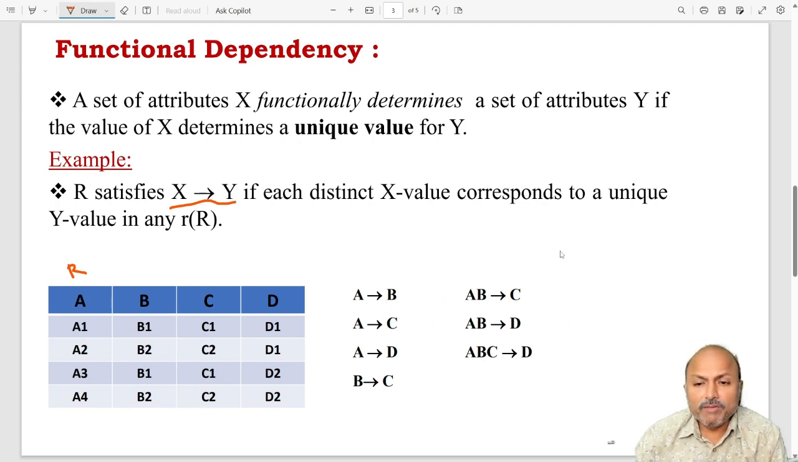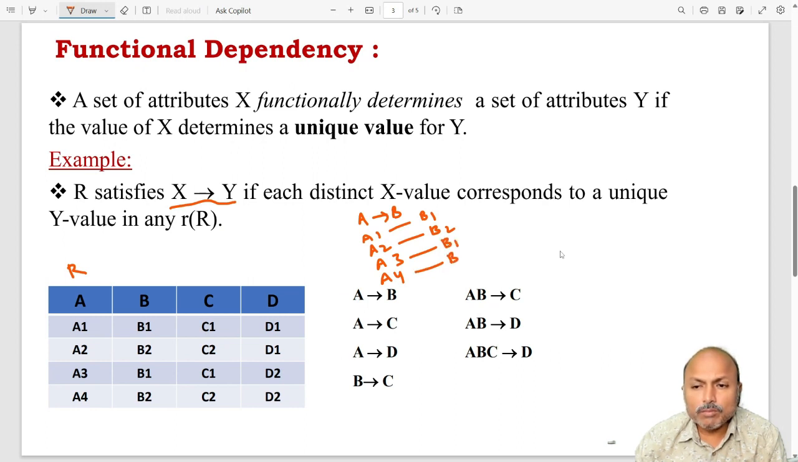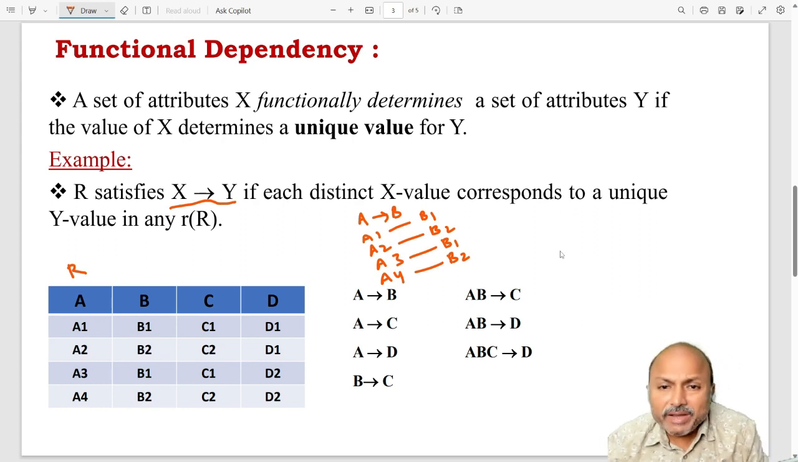We need to understand whether functional dependency holds or not between those attributes. Suppose A arrow B. For A, the values are A1, A2, A3, A4. Now tell me how many values are there for A1 in B? B1. For A2? B2. For A3? B1. For A4? B2. That means this functional dependency has some attributes on the left side and some on the right side.